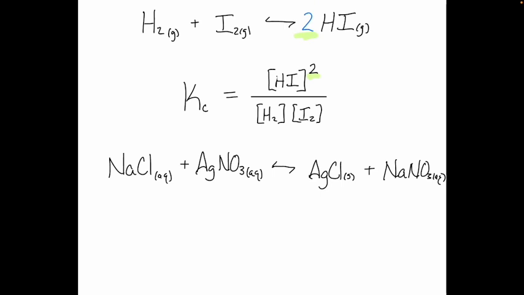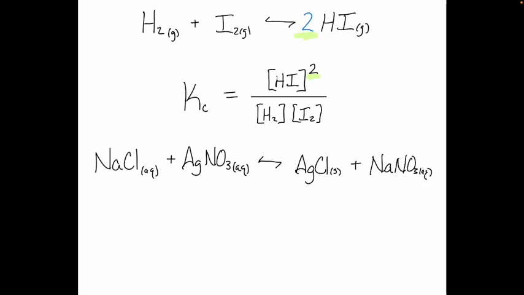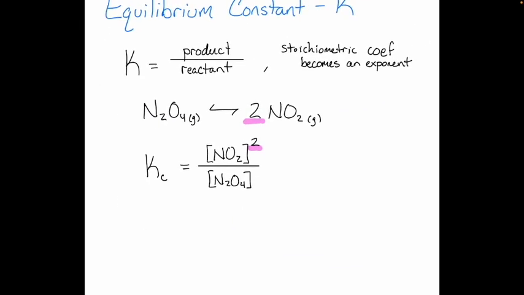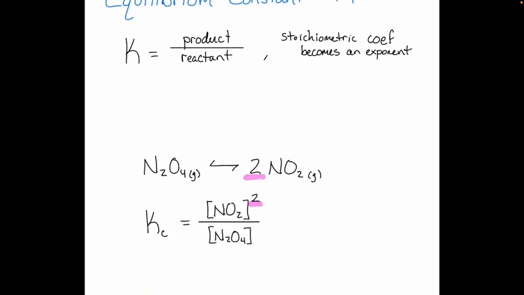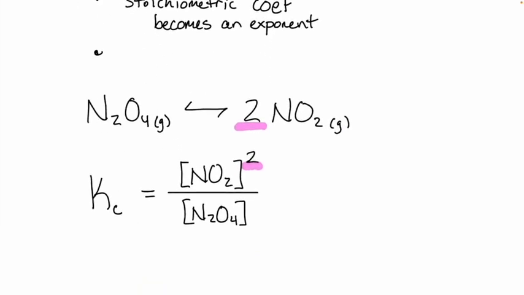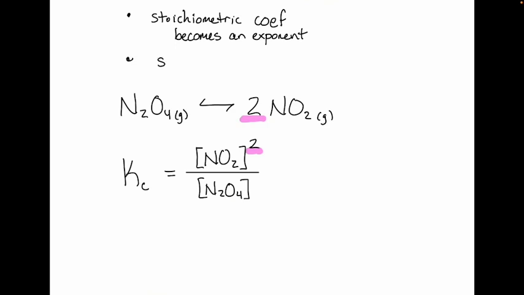Okay? But before we build our equilibrium expression, there's one more note that we want to make about how we construct this. Like we said, products over reactants. Let me make some room here. We said our stoichiometric coefficients become exponents. And the last thing that we want to know is that solids and liquids do not appear in our equilibrium expression.